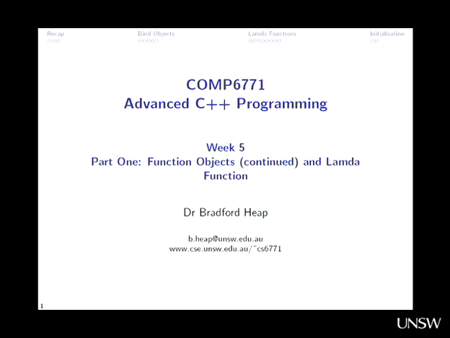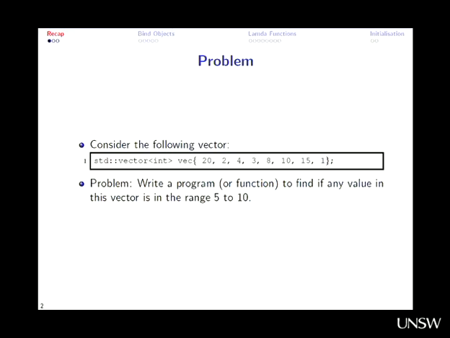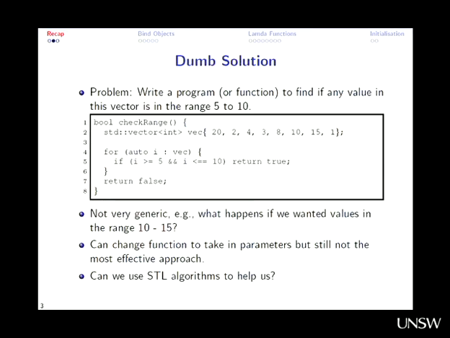So on Thursday, we looked at this problem. We had a vector, and we're asked to write a program or a function to find any value in this vector that's in the range 5 to 10. And we said, how would you solve this if this was an exam question? And pretty easy. The answer to this, if this was a first year exam question, would be to write a method that looks a bit like this, check range, takes in a vector, goes through each element of the vector in a for loop, and returns true or false if there's a value within the range 5 to 10. But we said, it's not very generic.